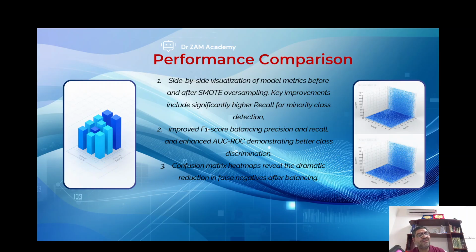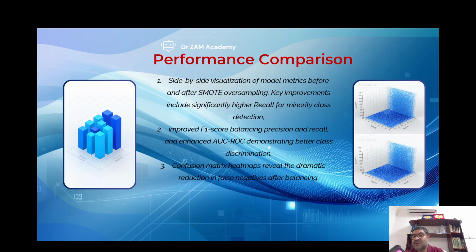And if you see the performance comparison, a side by side visualization of model metrics before and after SMOTE sampling. So if we just see the synthetic minority oversampling technique, these are the key improvements, including significantly higher recall for minority class detection. Improved F1 scores, balancing precision and recall, that is also there. And then enhanced AUC-ROC, which is very critical, demonstrating better class discrimination, and that the minority class has been taken into consideration.